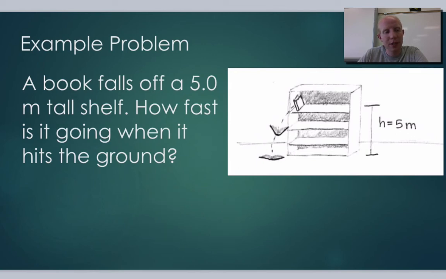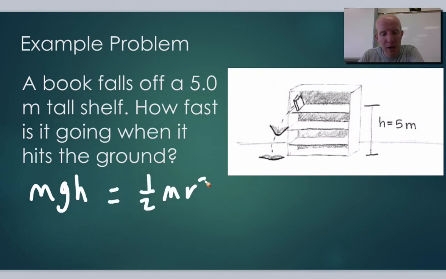I'm going to erase this just to give us more room. But now what we can do is say mgh equals 1/2 mv squared. Potential energy equals kinetic energy. Well, these m's are going to cancel out, which is nice. We don't care about them.